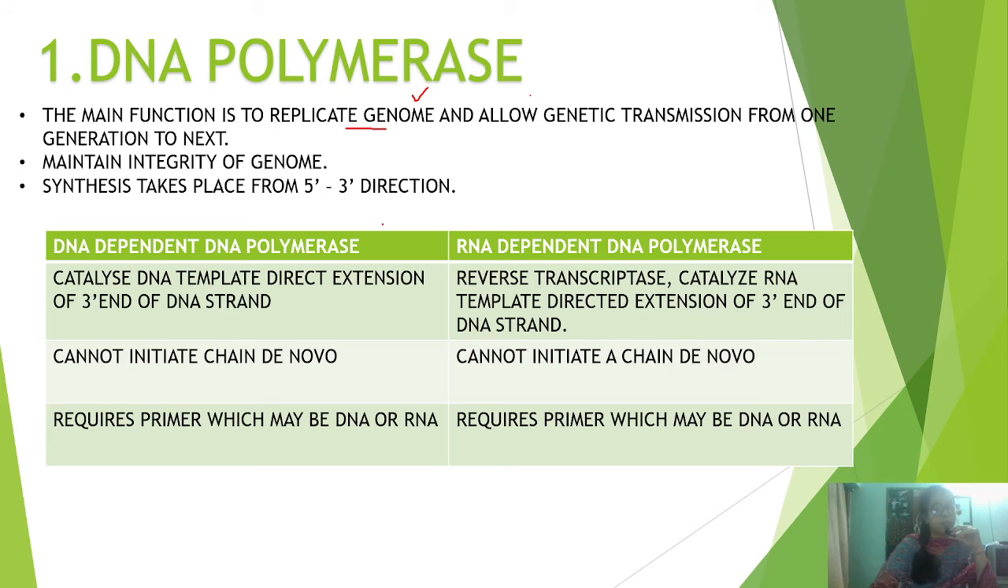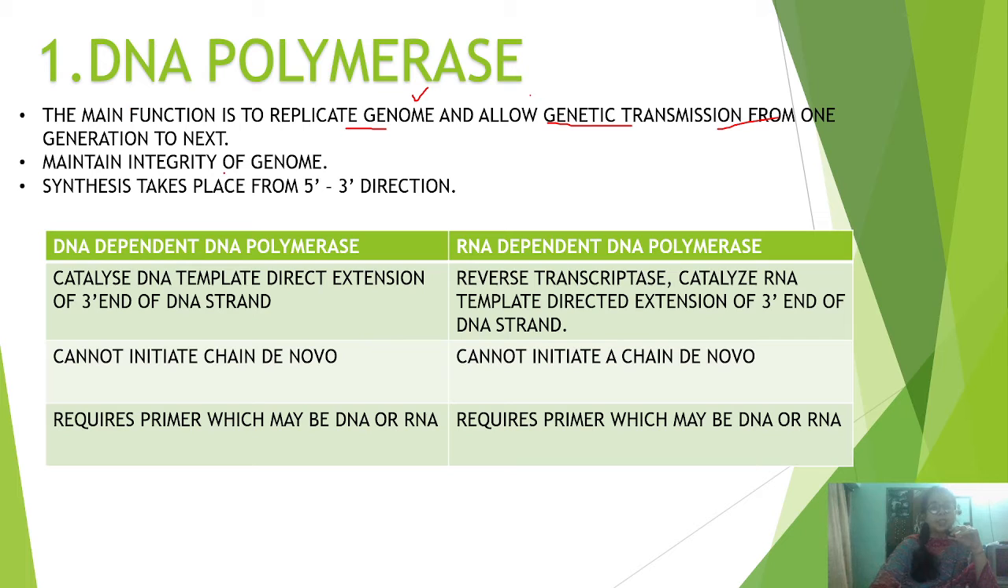So it is responsible for replication and allows genetic transmission from one generation to another, because you have seen that in the cell cycle the replication takes place and the cell is divided into two daughter cells. So as DNA polymerase allows the replication process to happen, the genetic transmission from one generation to the next will take place. And the main point is that the integrity of the genome, the constitution of the genome, will be maintained.